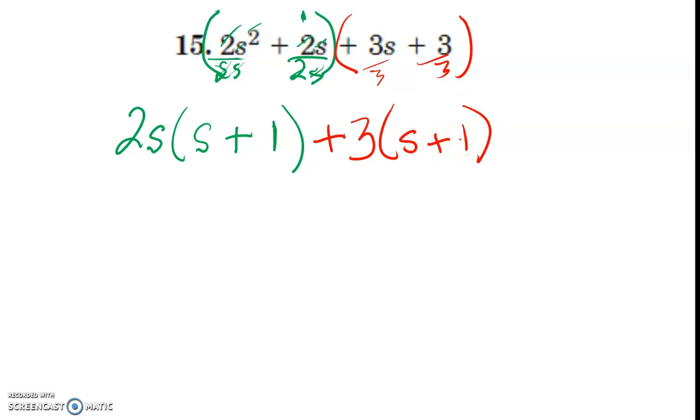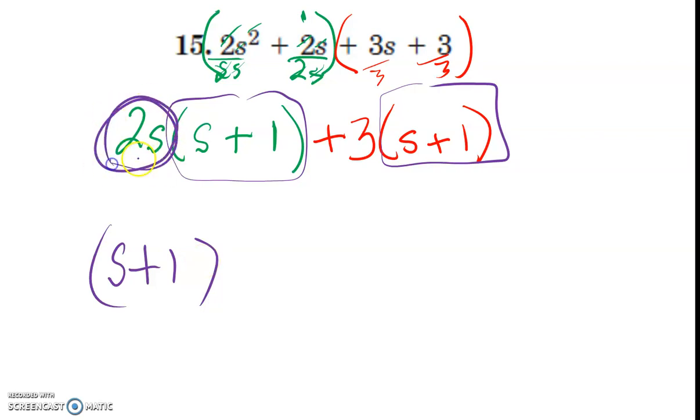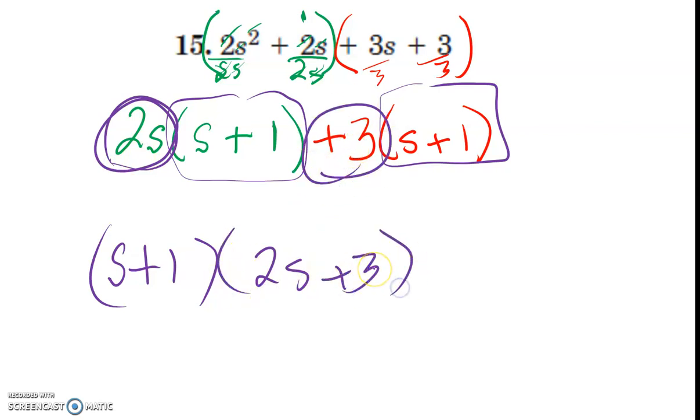So you can see here, what do they share in common? They both share this common S plus 1 as a factor. So we're going to take out that S plus 1 as a factor in parentheses. This sets it up for us right away. What is left over? 2S plus 3 is left over, and that becomes my other binomial.